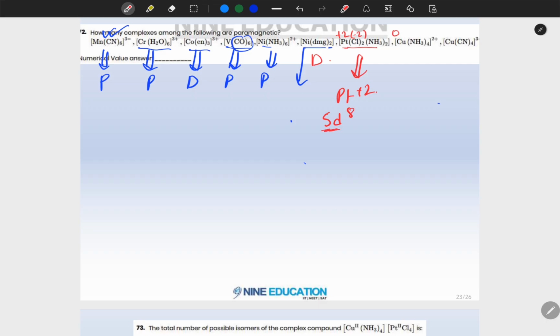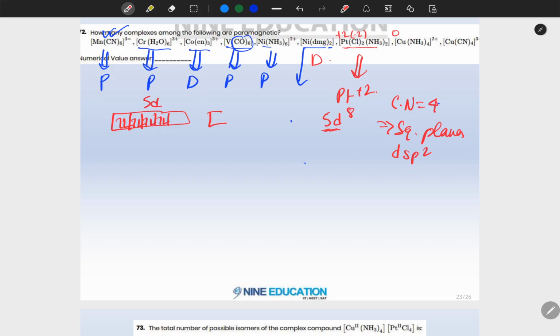Now 5d metal will always form low spin complexes, and obviously the coordination number of platinum in this complex is 4. So the resulting complex will also be square planar. And what will be the hybridization? That will be dsp2. So obviously all the 8 electrons in 5d will be paired up in this manner.